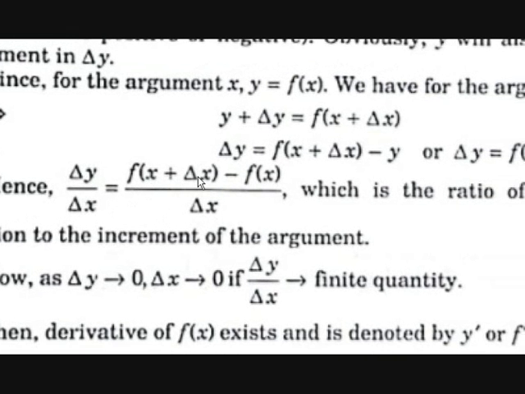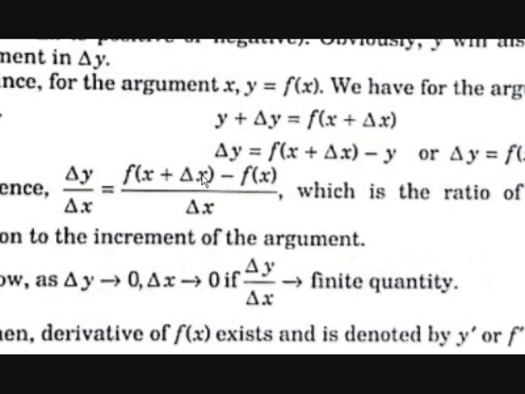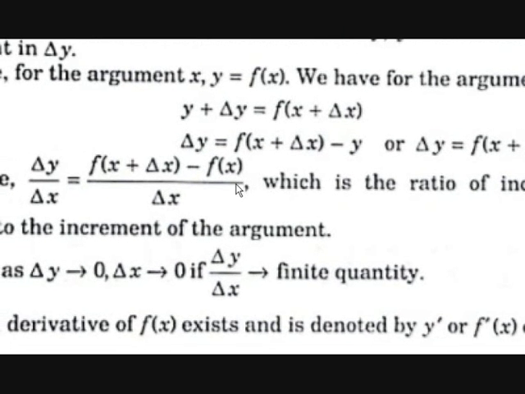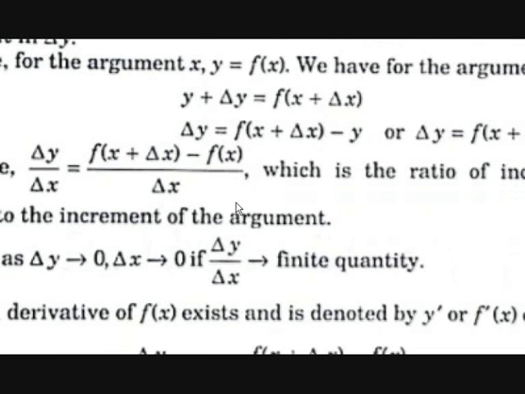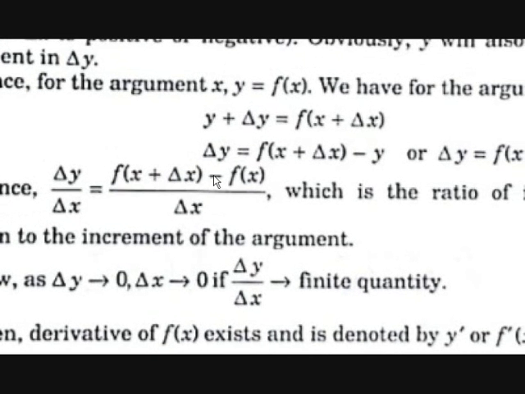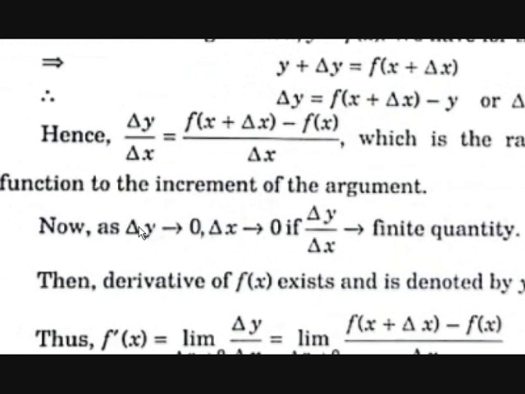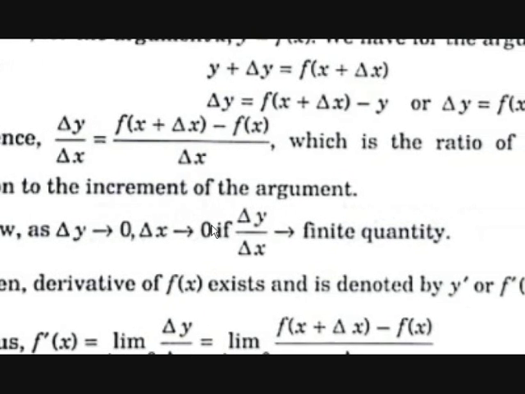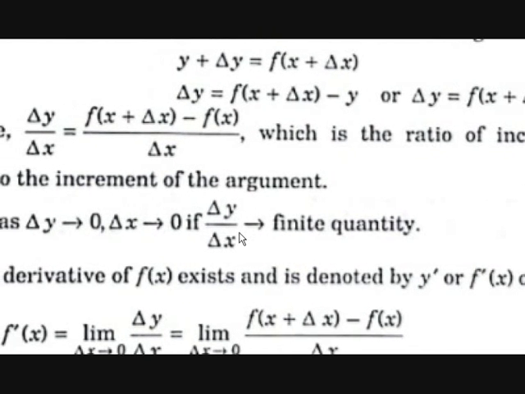And then what will be delta y by delta x? We divide f of x plus delta x minus f of x by delta x, which is the ratio of the increment of the function and the increment of the argument, right? Delta x means the increment of the argument. F of x plus delta x minus f of x means the increment in the function. Now, as delta y tends to 0, delta x also tends to 0 if delta y by delta x tends to a finite quantity.